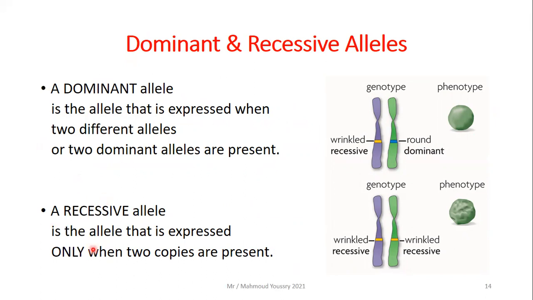What about recessive alleles? A recessive allele is the allele that is expressed only when the two copies are present. So for the recessive trait to be expressed, we need the two alleles to be present. As you can see here, this is the genotype. We have both wrinkled seeds. This is the trait for wrinkled seeds. So in this case, the phenotype will be wrinkled seeds.